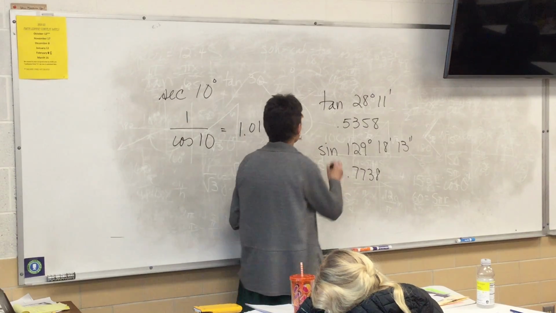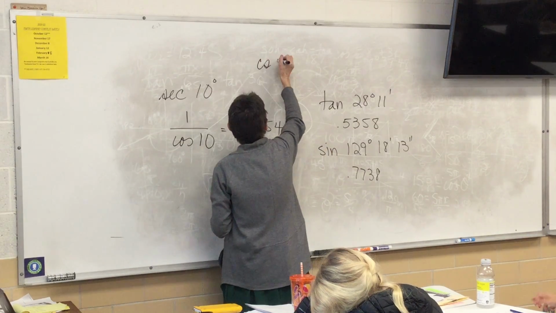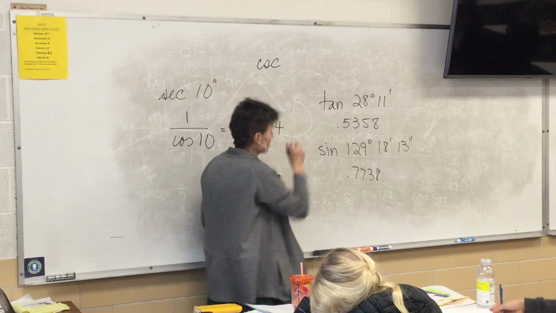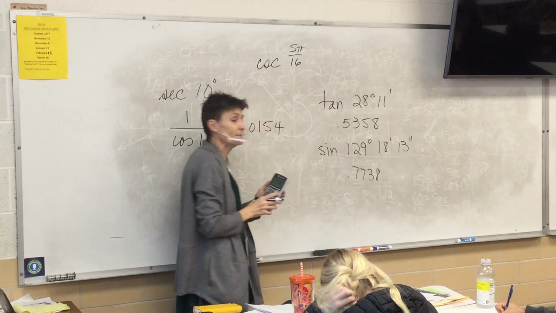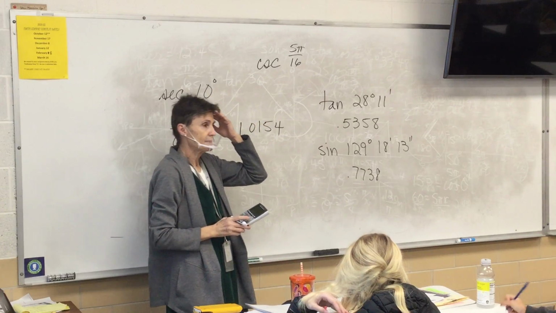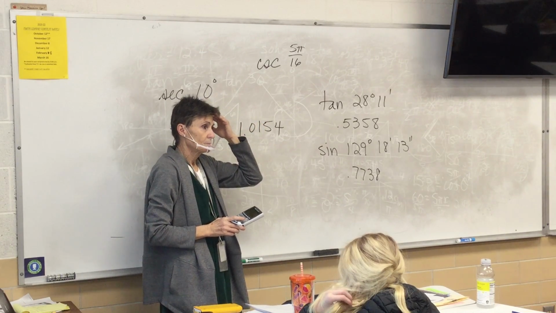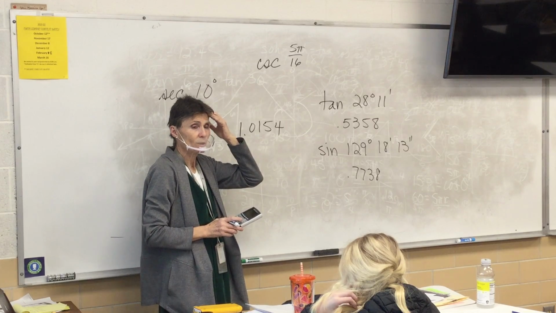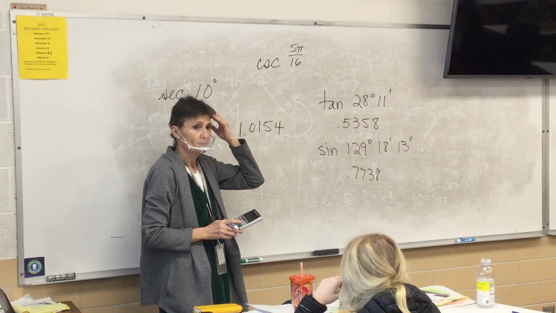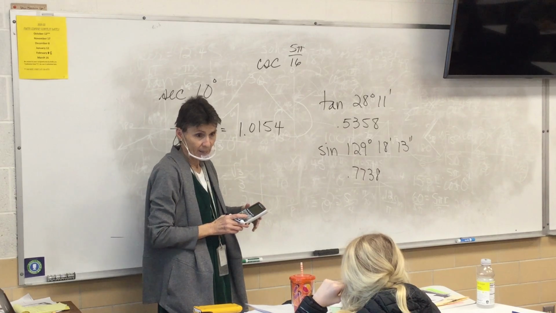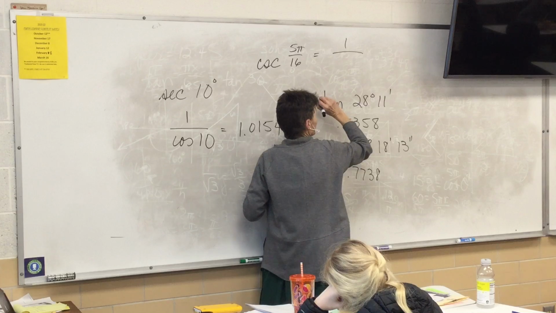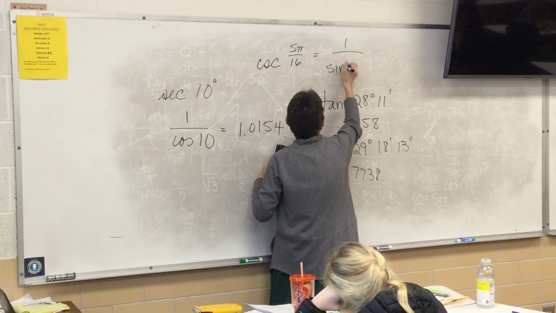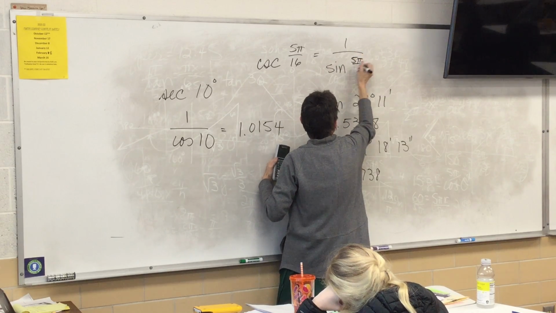And we have to type cosecant 5 pi over 16. Wait a minute. Cosecant. How do I type that in? What's cosecant? 1 divided by sine. So I will literally type 1 divided by sine 5 pi over 16.